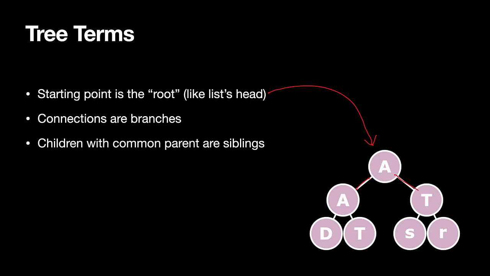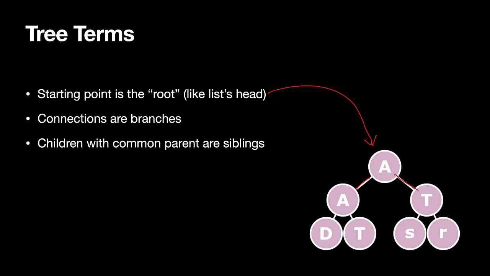Children with common parents are considered to be siblings. As an example here, this node S, its parent is T. This node R, its parent also has this value t. They both share this one particular parent. We would say that the nodes S and R are considered to be siblings.